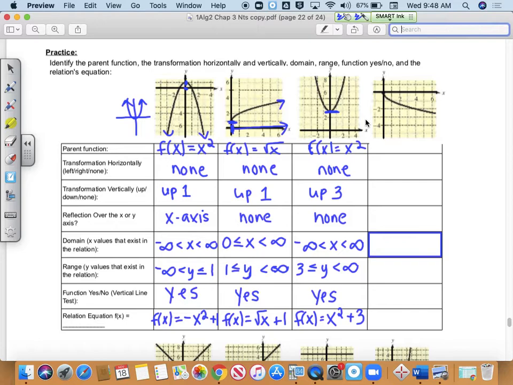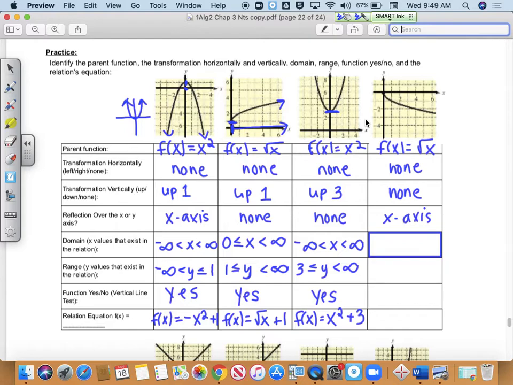The last one, the parent function is again f of x equals the square root of x. This one is not moved horizontally. This one is not moved up vertically or moved down vertically. This is reflected over the x-axis. So I know that I'm going to need a negative sign to show that.